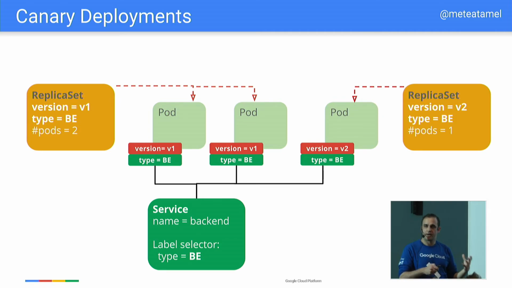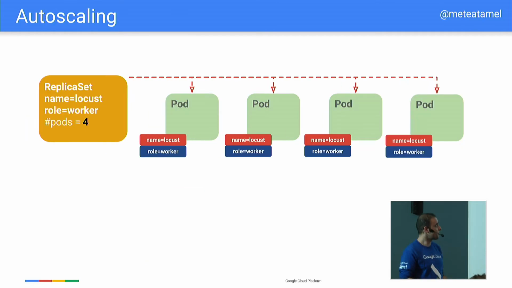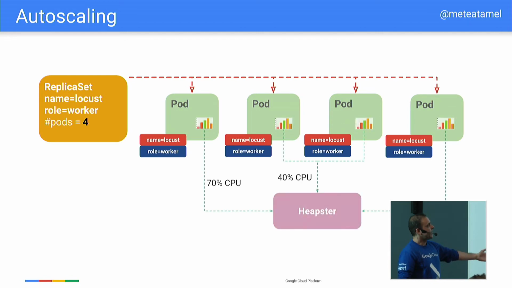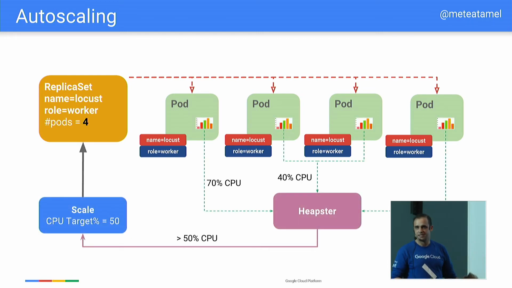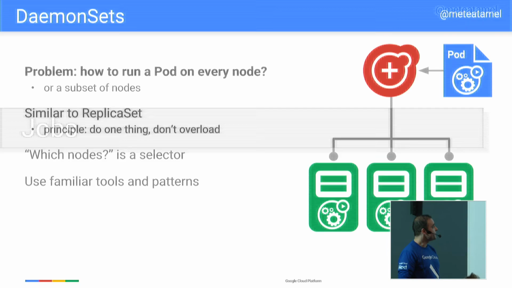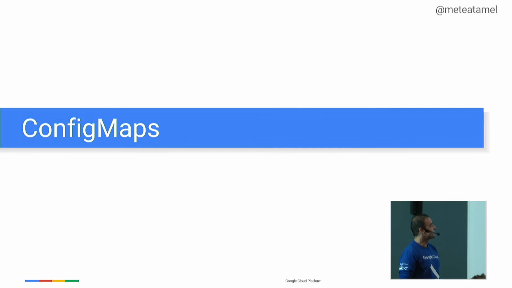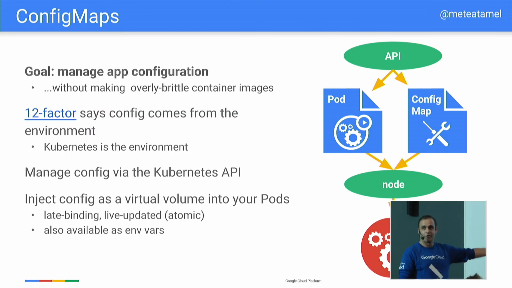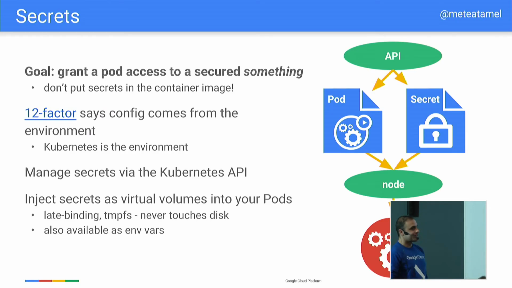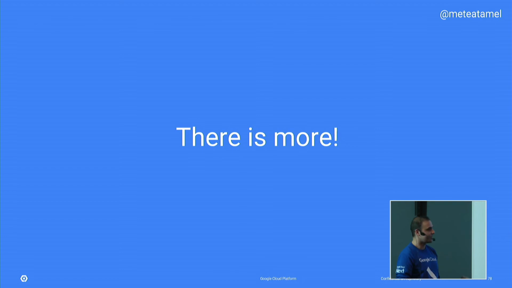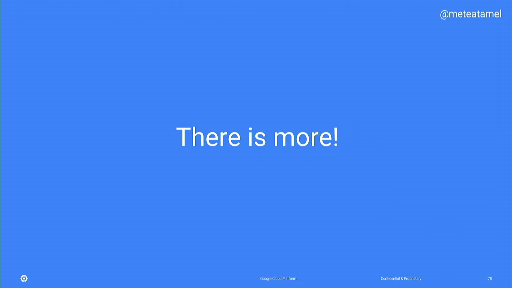That way you can do canary deployments and test that version 2 is working as it's supposed to work. There's auto-scaling, so it automatically scales, basically. There's daemon sets, there's jobs, there's stateful sets, there's config maps for configuration, there's secrets for secret stuff that you want to get attached to your pod. That's possible, and there's even more, okay? So this is just really, really high level of what Kubernetes provides.